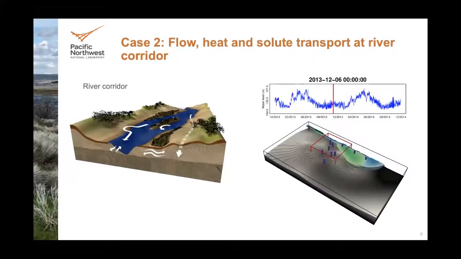This is another case. We also use PFLOTRAN to simulate the flow, heat, and solute transport at a river cobble. The schematic diagram on the left shows the river cobble. For the river cobble model, we are interested in the hydrological exchange flow between the river water and the groundwater. The animation on the right shows the dynamic change of the river tracer. We can see the river tracer moving into the domain when the water level is at high stage, and coming out of the domain when the river stage is low.